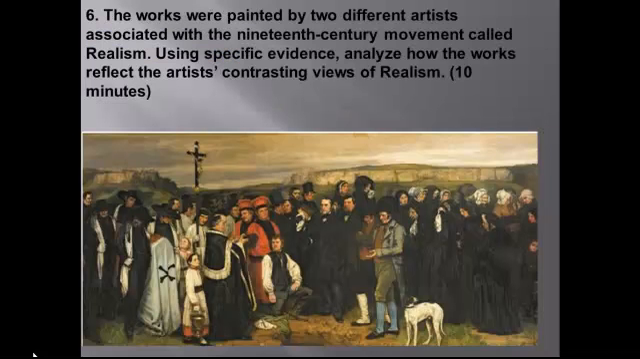Question 6. These works were painted by two different artists associated with the 19th century movements called realism. Using specific evidence, analyze how the works reflect the artists' contrasting views of realism. By the way, once you get to the 18th, 19th, and 20th centuries, you have huge numbers of isms. I would heartily recommend you review them. One of the things I would pull up are your fellow students' PowerPoints for the end of Unit 12. That would be a very good way to review Unit 12. But back to this question.